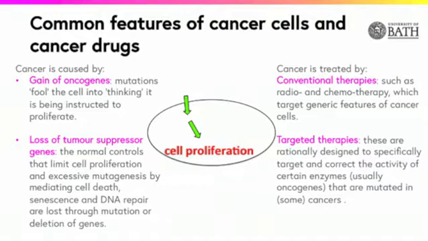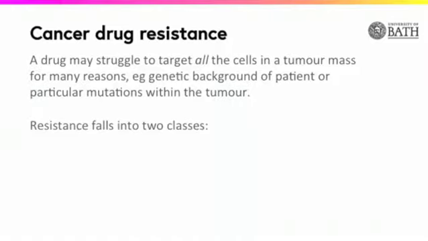The other major line of therapeutics are targeted therapies, and these are rationally designed to target and correct the activity of certain enzymes that have gone wrong in cancer cells. Now, these are usually oncogenes. Now, the reason for that is that, in general, it's a lot easier to design a drug that inhibits something rather than to try and design a drug that replaces an activity or expression of a protein.